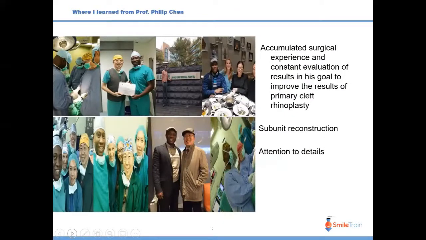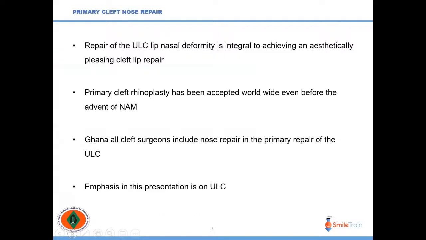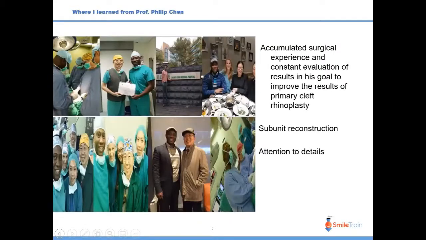Professor Philip Chen's technique has been a result of 30 years of accumulated experience with constant evaluation of his results, with his passion and goal to improve the outcomes of primary cleft rhinoplasty, and has resulted in his technique, which I'm about to share with the audience here. He emphasized subunit reconstruction and attention to detail.